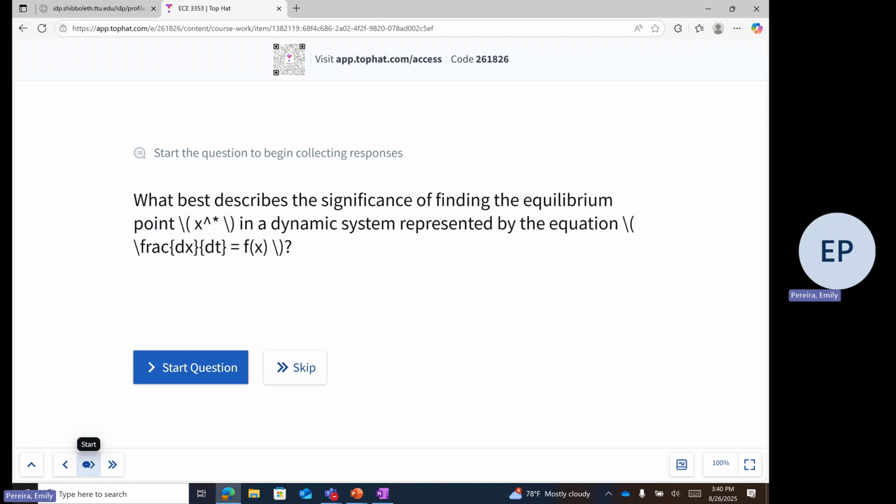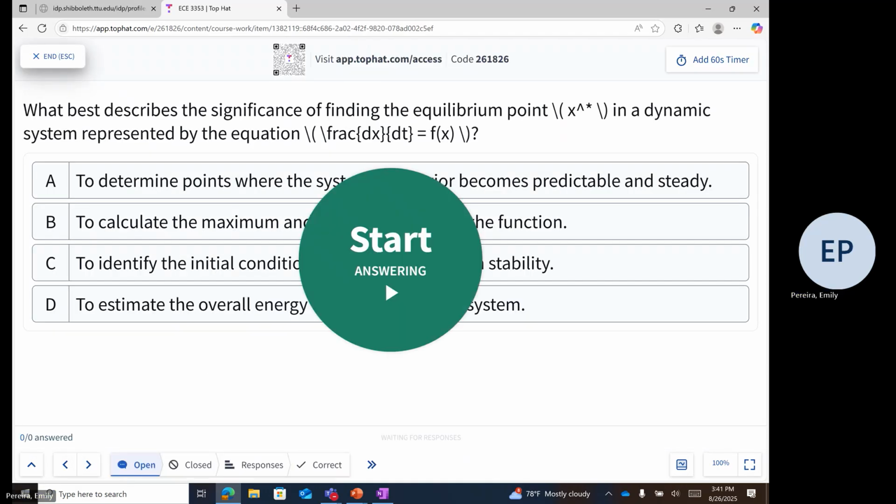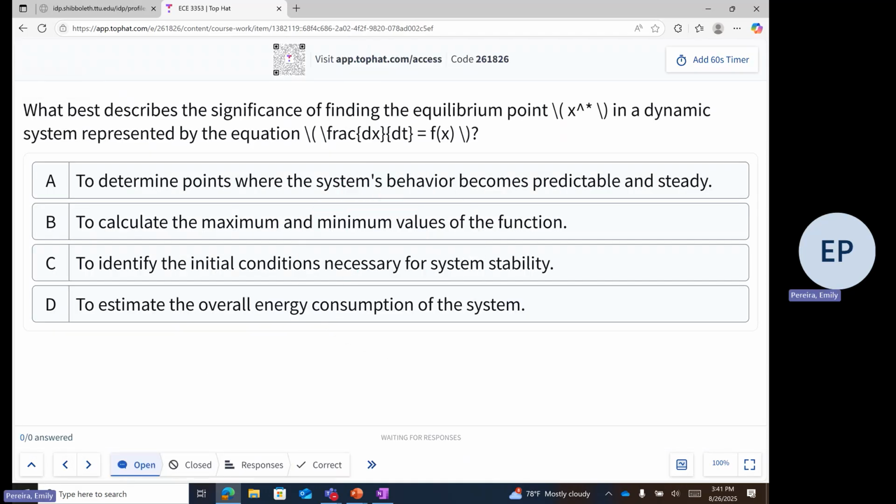Okay, so what best describes the significance of finding the equilibrium points in a dynamic system represented by the equation dx/dt = f(x)? A. Determine the points where the system behavior becomes predictable and steady. B. To calculate the maximum and minimum values of the function. C. To identify the initial conditions necessary for system stability. Or D. To estimate the overall energy consumption.